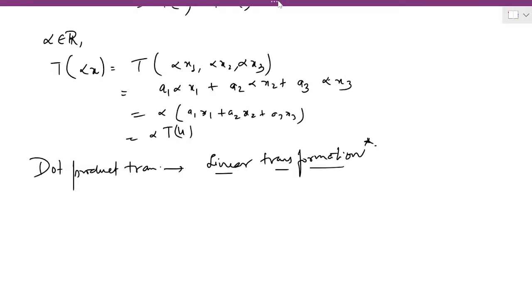Now let us find another operator and see whether this is a linear operator or not. I'm using operator and transformation interchangeably, so don't get confused. You can use both of them. So this is your question number 2.